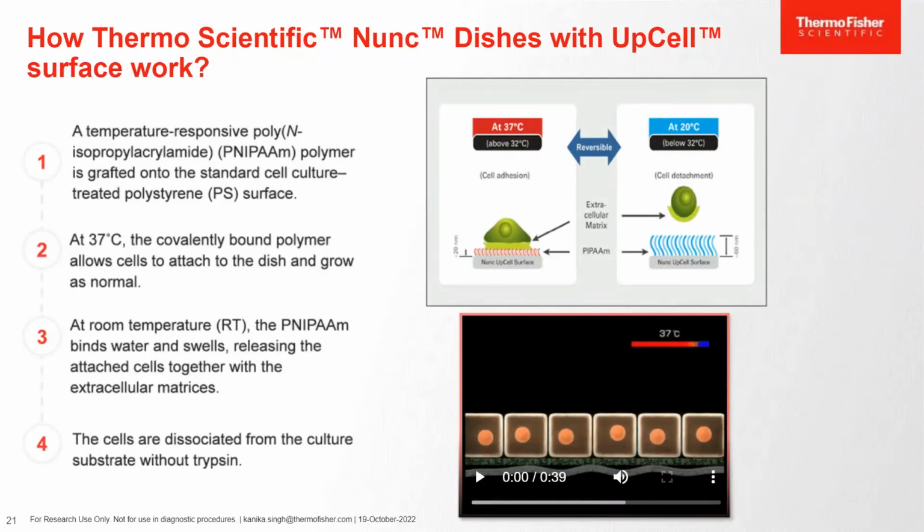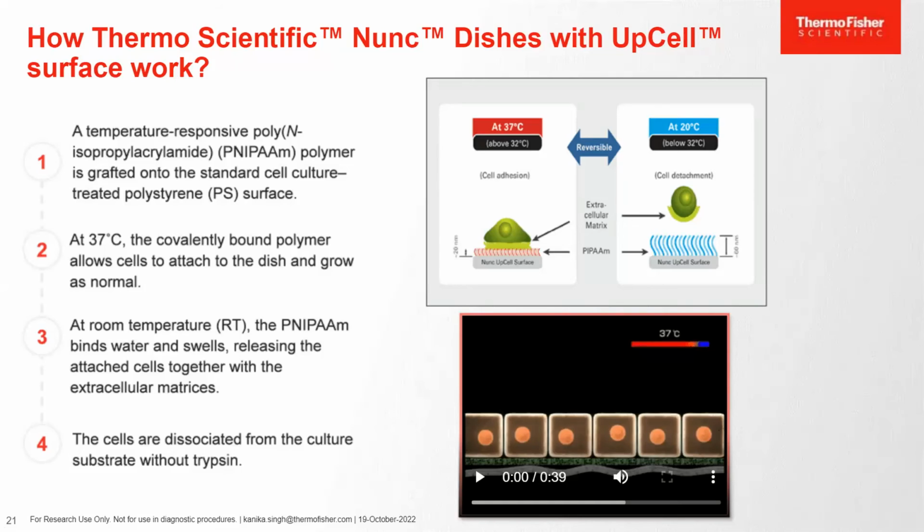Okay, so Thermo Fisher offers a specialized surface called Nunclon UpCell Surface, which is a temperature responsive surface which helps in the fabrication of cell sheets. So this particular surface is coated with a specialized temperature responsive polymer, which has a special property to allow the cells to attach at 37 degrees Celsius. And once you keep the surface outside at room temperature at around 20 to 22 degrees, the polymer allows the cells to dissociate from it.